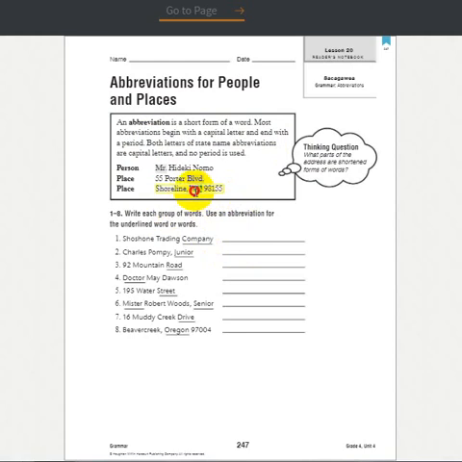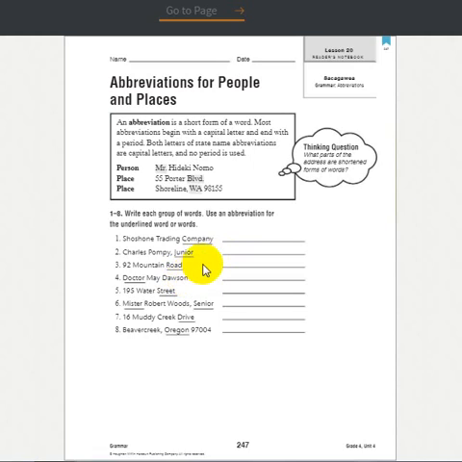Like here, we have a place which is Shoreline, WA 93155, right? What does WA here mean? It's an abbreviation for the state of Washington. Okay? WA means Washington. Anyways, let's take a look over here and see what we can do.